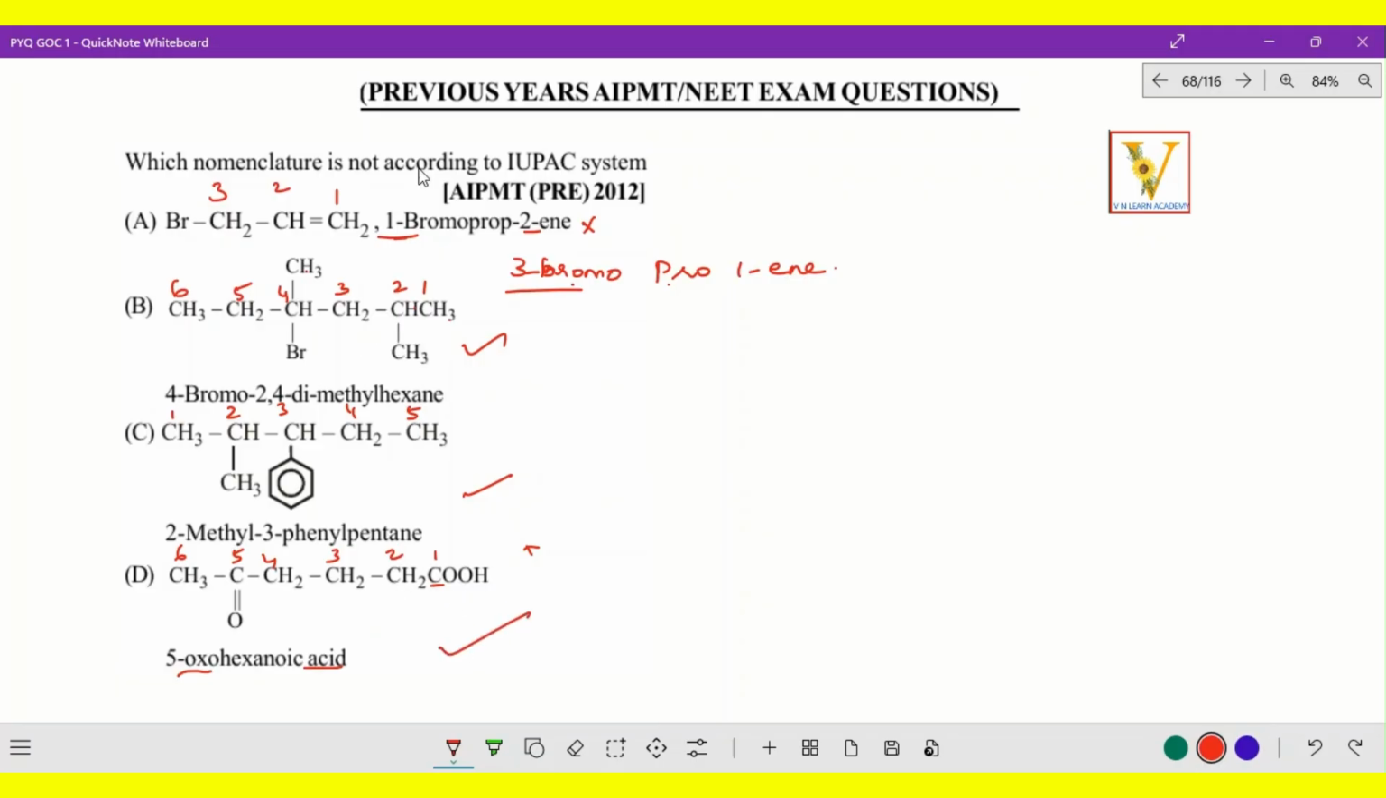Now, which is wrong according to the IUPAC system? This one is wrong, and this is the correct answer. In numbering, which is very important, please understand this point: the double bond is given more priority than the substituent group. Please note it down. The functional group comes first, and only after that the oxo group. But here the priority order goes to the double bond first and the substituent group next. Hope you got the clarity. Come on, let's go for the next question.